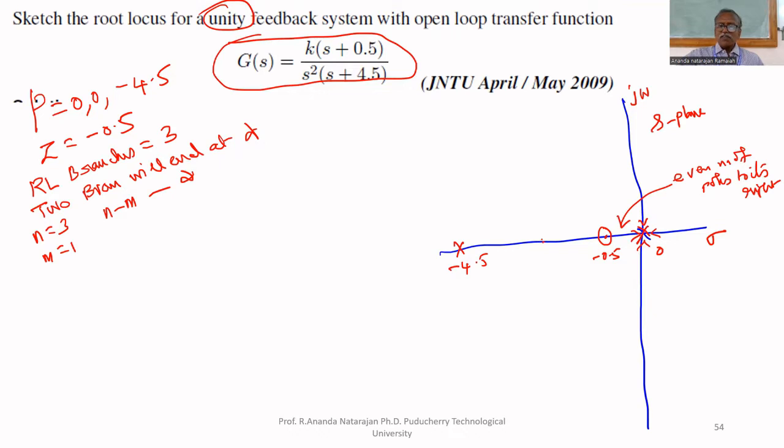But any point we select between minus 0.5 and minus 4.5 is part of the root locus, because here there are 2 poles plus 1, that is 3, an odd number. If after minus 4.5 we select any point, there are 2 plus 1, plus another, an even number. That is why it is not part of the root locus. It starts at minus 4.5 and ends at minus 0.5.